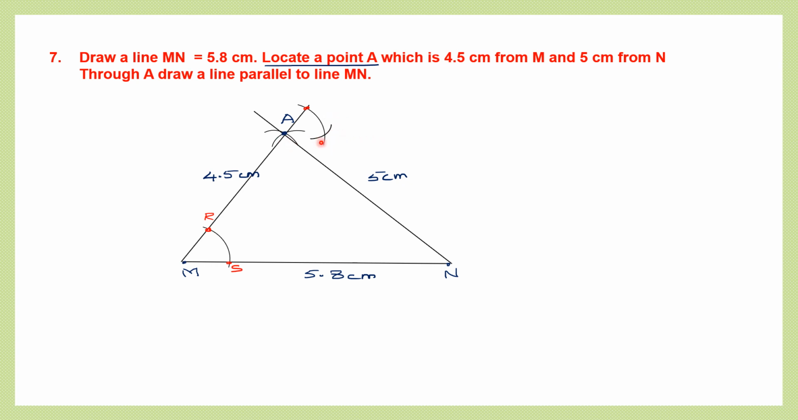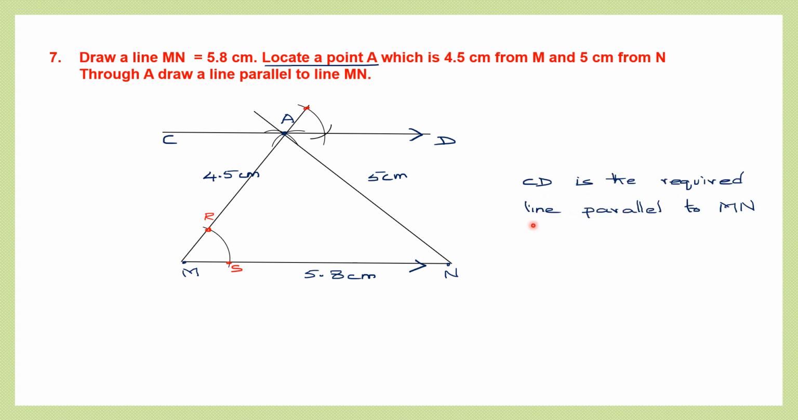Now we have this point and this intersection of the arc, we can draw a line. So when we draw a line, we have two corresponding angles here, and since the corresponding angles are equal, these two lines are parallel to each other. So let's name the line CD, and this is parallel to MN. So CD is the required line parallel to MN, and that's what we were asked to do, and we have drawn CD, which is parallel to MN.